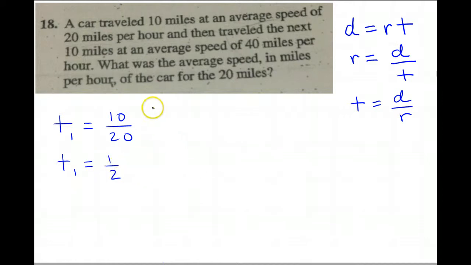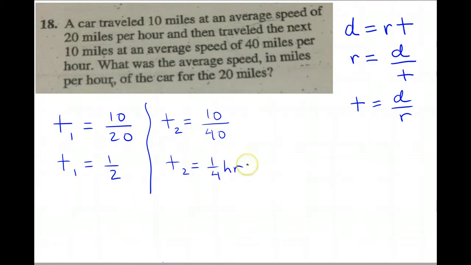Okay. Let's do the same thing now for the second scenario. I'll call that one T2. We traveled 10 miles once again, but our rate this time was 40 miles per hour. So at the faster speed, we were traveling only for 1/4 of an hour.